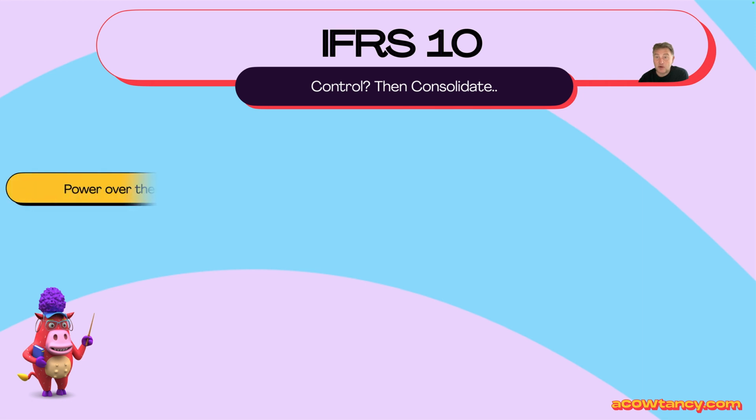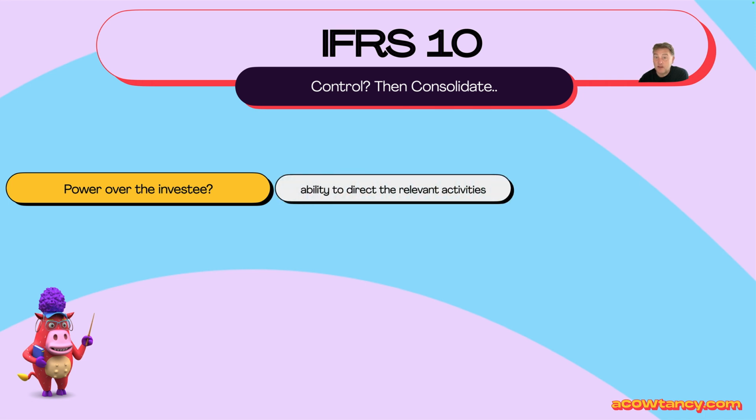So when you're looking for control, you're looking for three things, basically. Do you have power over the potential sub? And that power means the ability to direct its relevant activities. So the question is, well, what are its relevant activities? Well, its relevant activities are those that significantly affect its returns. So what it does as a business, basically.